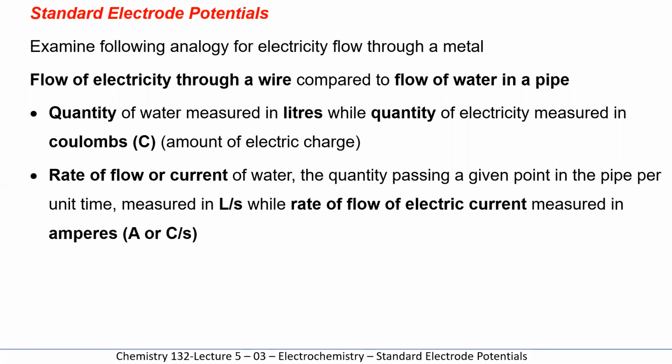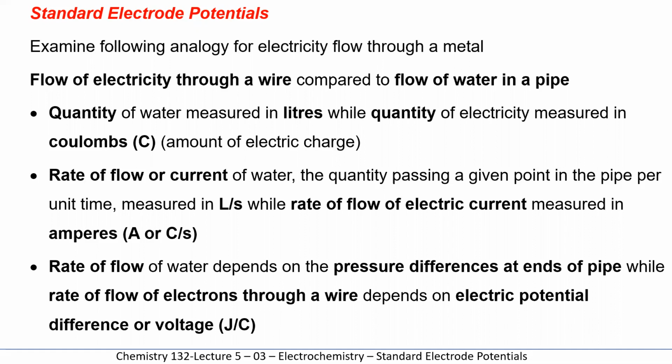And the flow rate of water would be the amount of liters passing through the pipe per second, whereas the flow rate of electric current is going to be measured in amperes, amps for short, or charge in coulombs per second. Just like liters per second for water, for electrical flow, it's going to be coulombs per second. And of course, those flow rates depend on the pressures at the beginning and end of the pipe of water. In this case, the pressure of electrons flowing through a circuit is really measured by potential difference, which is voltage. So that's the joules per coulomb, the pressure pushing the electric current through the circuit.